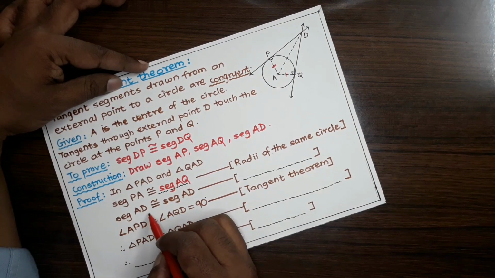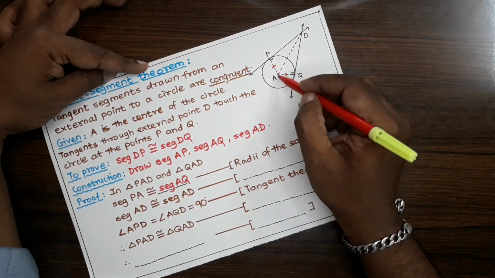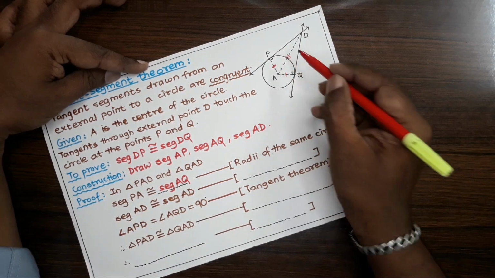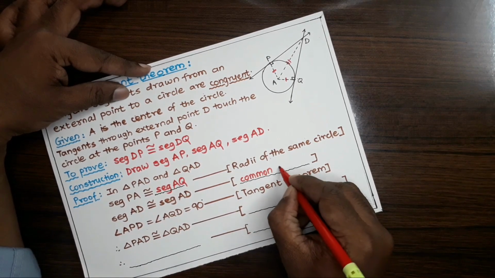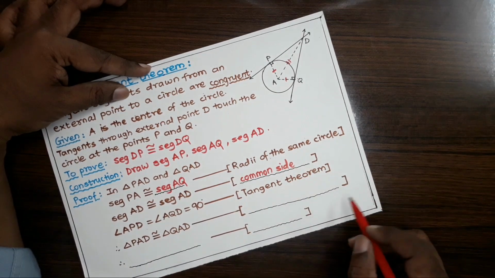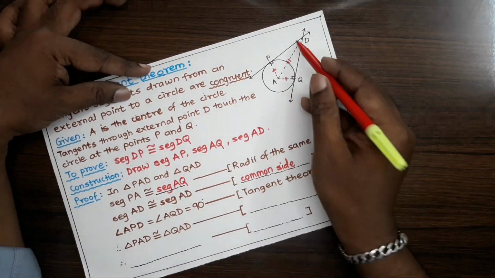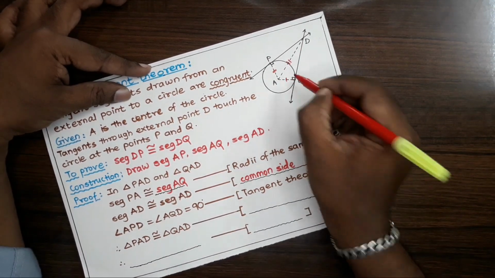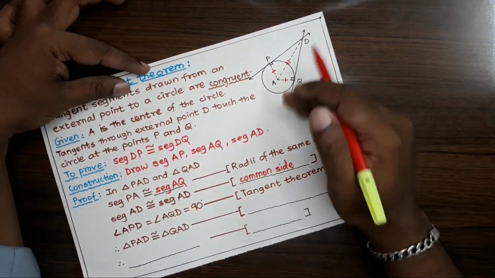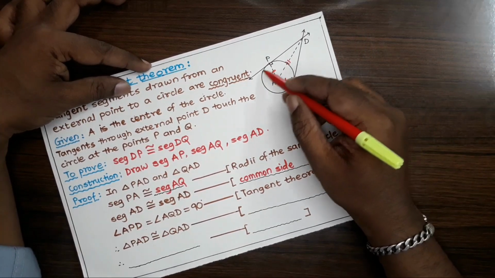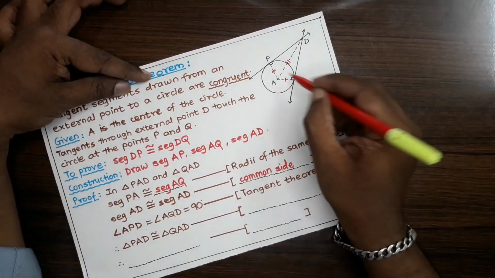Now segment AD is present in the first triangle and it is also part of the second triangle. So this is nothing but the common side. Segment AD is congruent with segment AD, so it is the common side. Now angle APD and angle AQD, these two angles are of 90 degrees by tangent theorem. In our previous discussion we have seen that radius is perpendicular to the tangent. So these two angles are of 90 degrees.